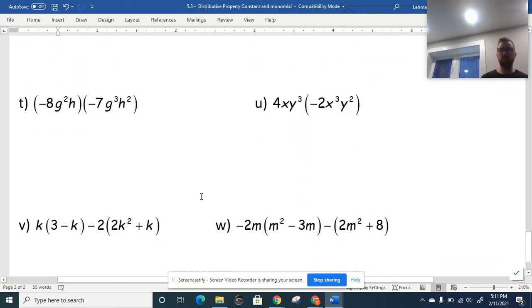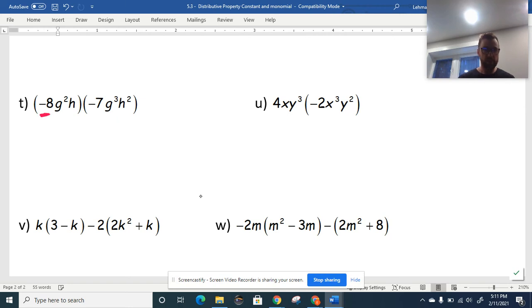Now this one right here, we actually have one product. So we've got a negative 8g squared h, and we've got a times a negative 7g cubed h squared. So this is all one big multiplication question. If you knew what g and h were, you would sub numbers in for them, and you would have a number times a number times a number times a number times a number, and you would end up with probably a big number. But we don't know what those are, so what we can do is try and simplify them.